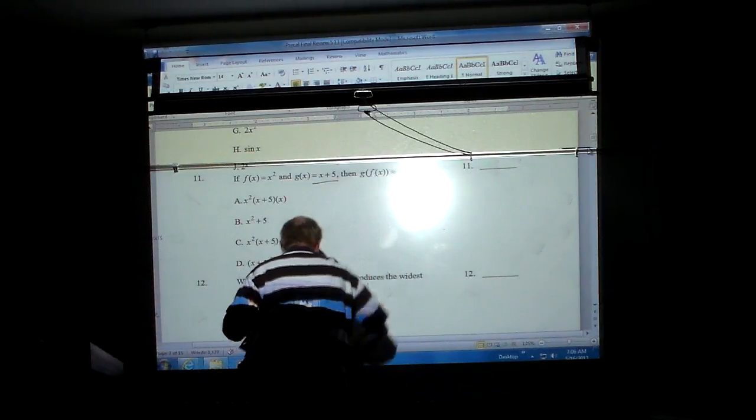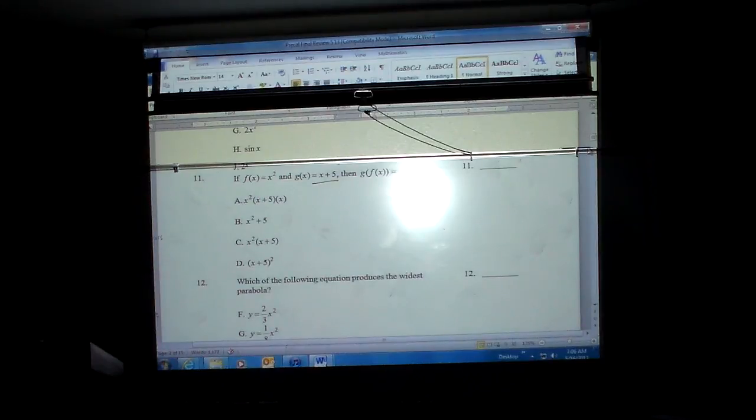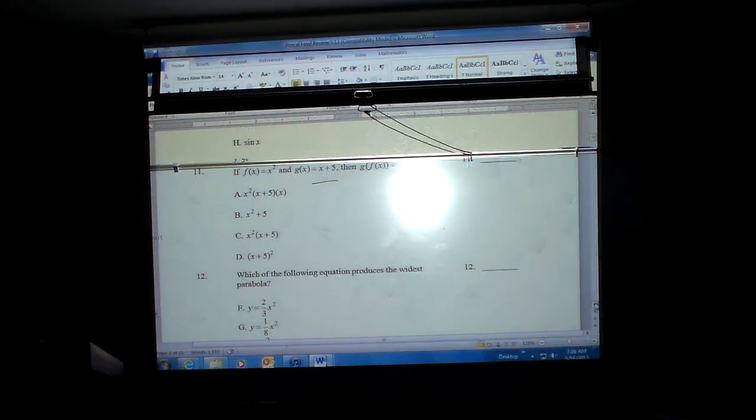Let's work another function problem. That was number 11. Let's go down and look at problems 13 and 14 as we arrow down just a little bit more here.